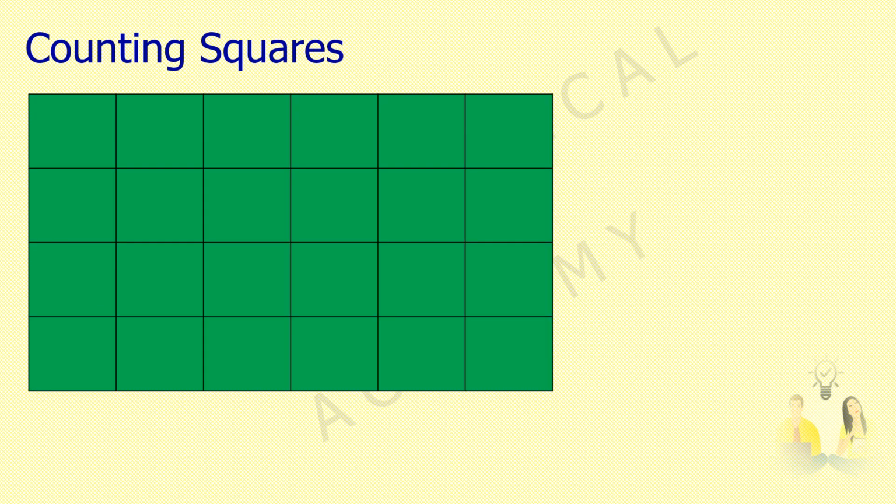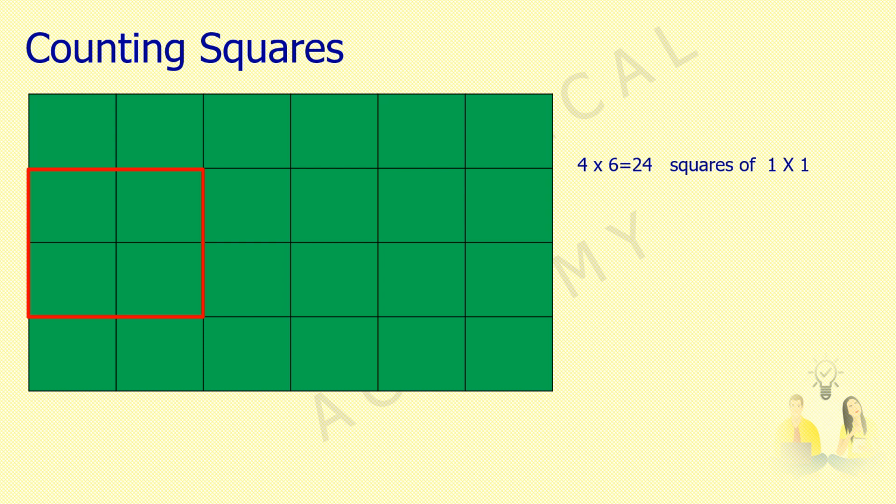Let's consider a 6 by 4 grid, which is a rectangular grid. I'm intentionally taking a big grid so that we can clearly observe the pattern. We have 4 into 6, 24 squares of 1 by 1. Next size is 2 by 2. We have 1, 2, 3, 4, 5 such squares in one row, but there are more rows.